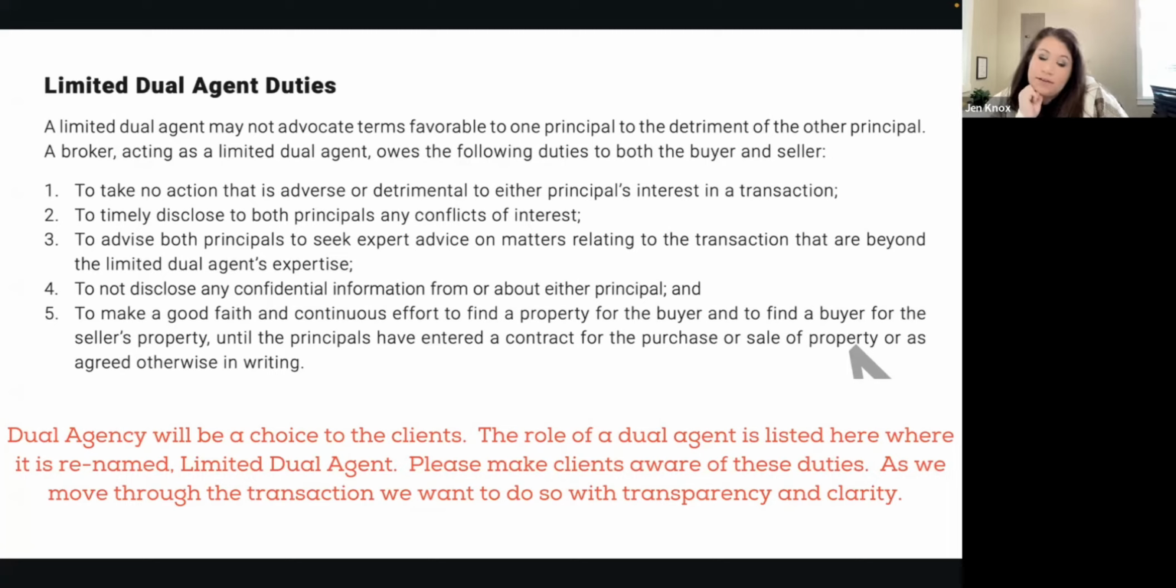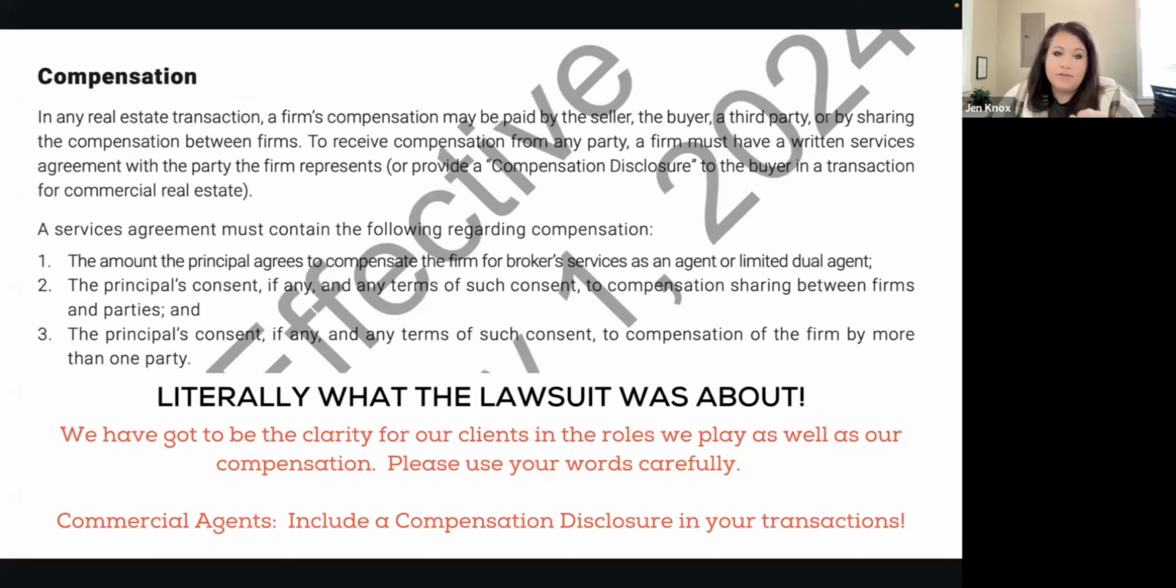Compensation, it does briefly talk about compensation. This is in direct response to the lawsuit. We don't want to be saying things like, oh, the seller pays for me, you don't pay anything, buyer. We want to make it abundantly clear that each party is responsible for their own agent's fee.